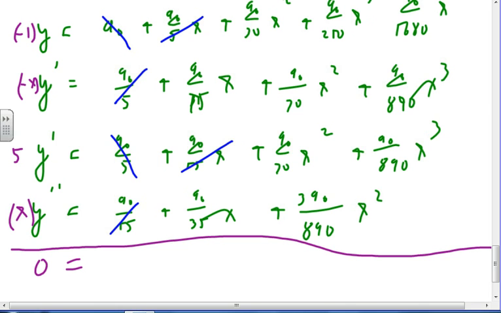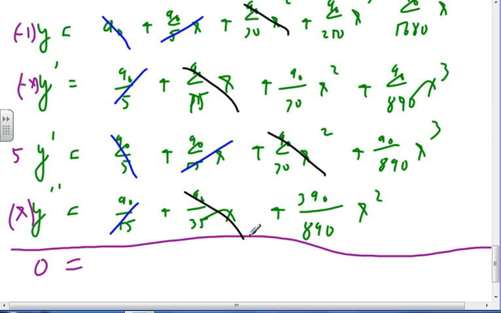Okay, next term. I got minus 1/30. I got minus 1/30 minus 1/15 plus 5/70 plus 1/35. That's 0. And so that term goes away. Okay, the last term we can check.